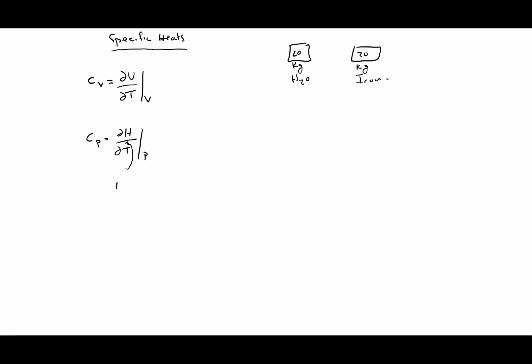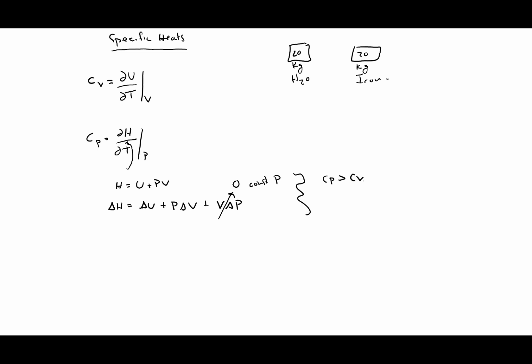So if we look at enthalpy, we know that enthalpy is equal to U plus PV. So delta H is equal to delta U plus P delta V plus V delta P. But we know that this is constant pressure, so V delta P is equal to 0. Because of this, C sub P is always going to be greater than C sub V.